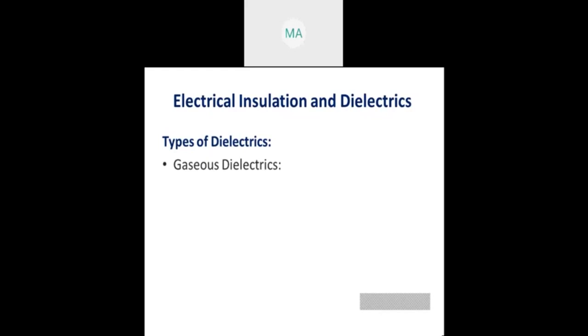Now coming to our topic, that is types of dielectrics. In the first chapter we have the types of dielectric materials: gaseous materials, solid materials, and some insulating materials. So here we have different types of dielectric materials, that is gaseous dielectrics, vacuum dielectrics and liquid dielectrics. In this class we are going to discuss these four types: gases, vacuum, solid, liquid.